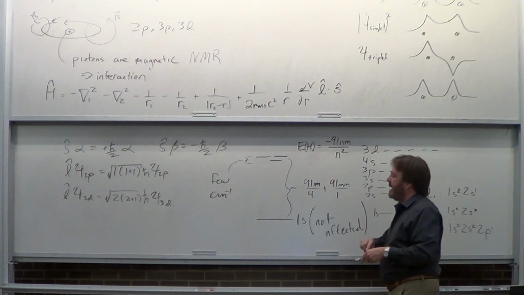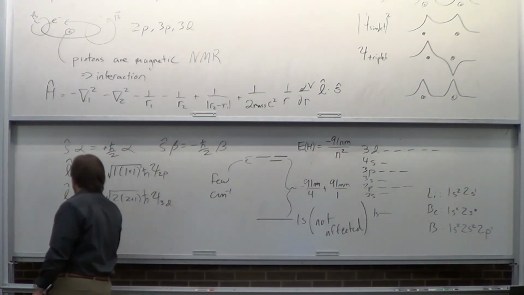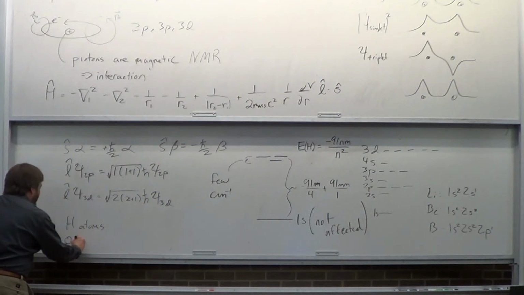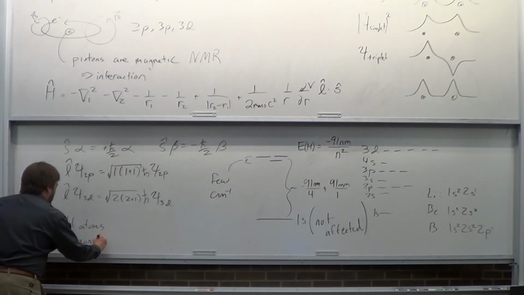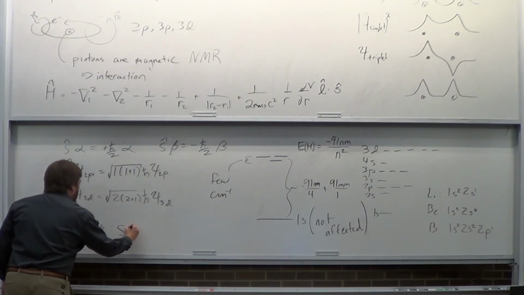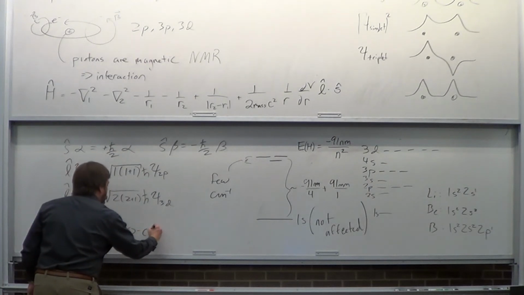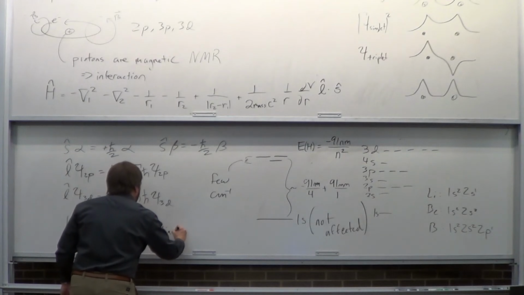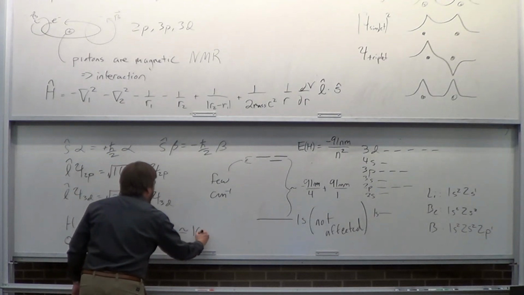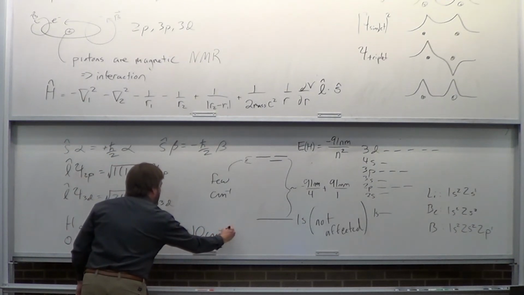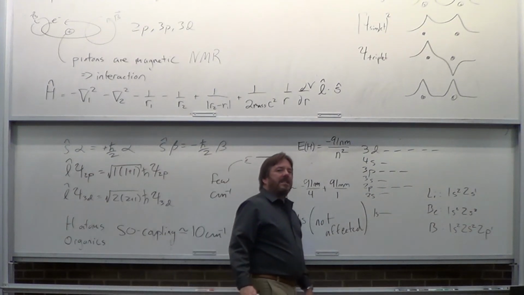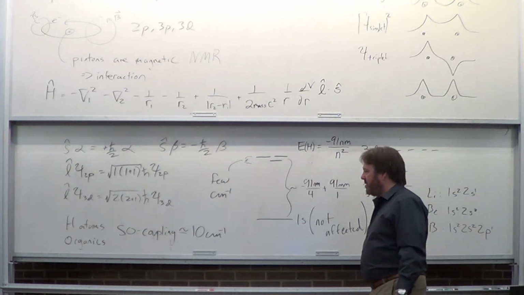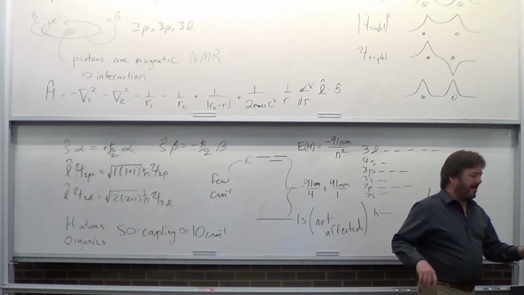So tiny, tiny. For H atoms and many organics, the spin orbit coupling tends to be on the order of tens of wave numbers. That is small, small, small. That doesn't do much. However, guess what?